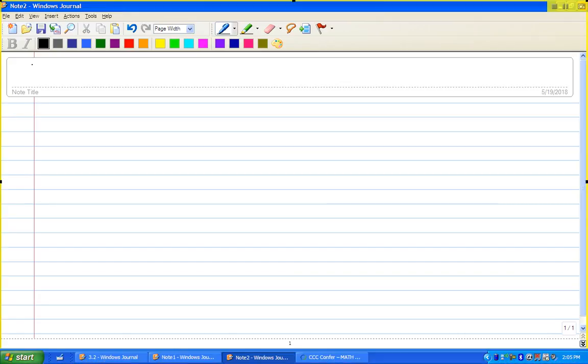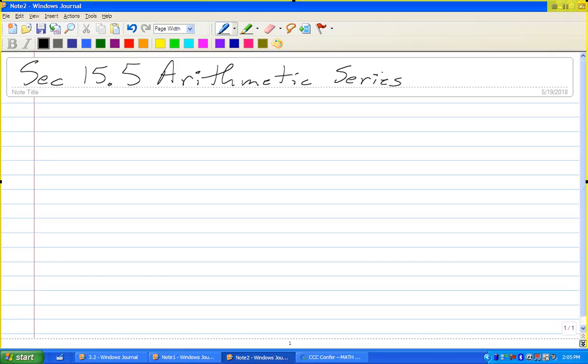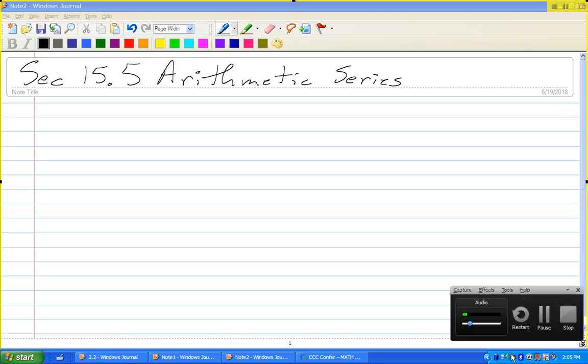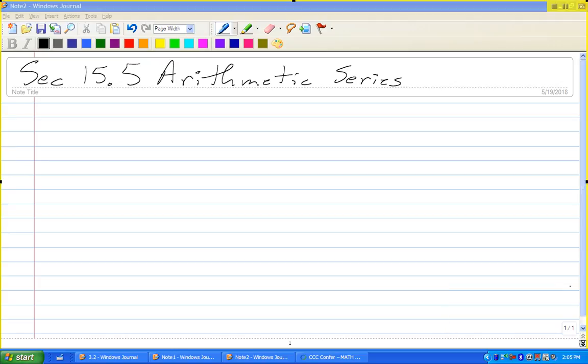Section 15.5, Arithmetic Series. Before I continue talking about series, let me first discuss the sequence of partial sums.